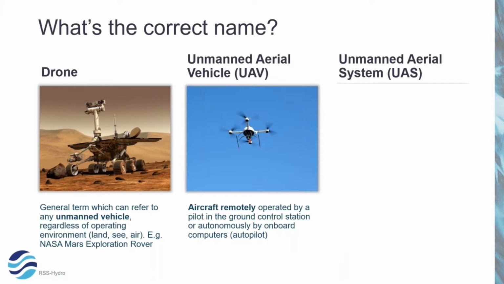An unmanned aerial vehicle, commonly called UAV, is an aircraft that can operate with various degrees of autonomy, either under remote control by the pilot or autonomously with the autopilot.